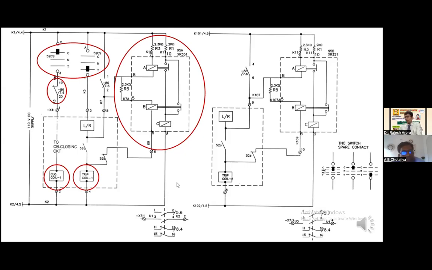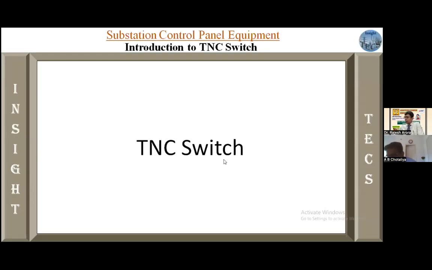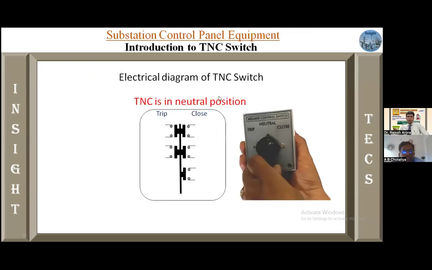Okay. So let's see the TNC switch. The TNC switch is a trip neutral close switch, in which there are NO contacts. There will be many NO contacts which may close when we set this plunger to the close side or the trip side, just like this.